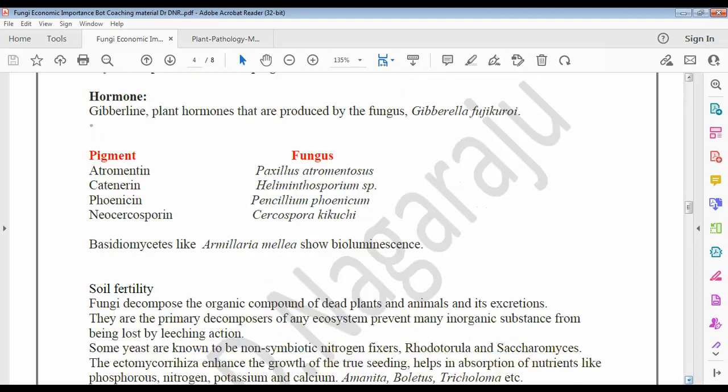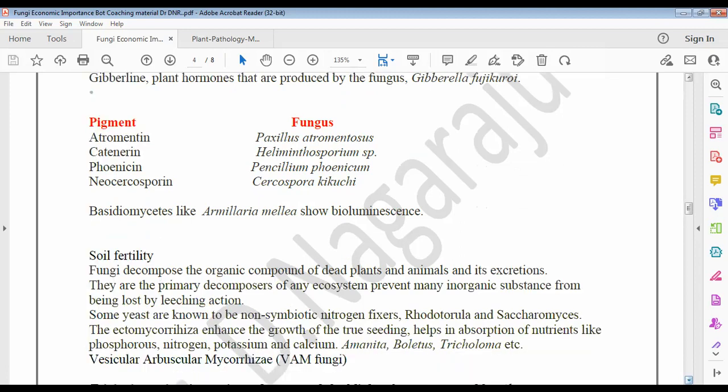And you know the so many pigments, mostly chitin, that means a chitin-rich source is there, the fungi that we use in pigmentations.